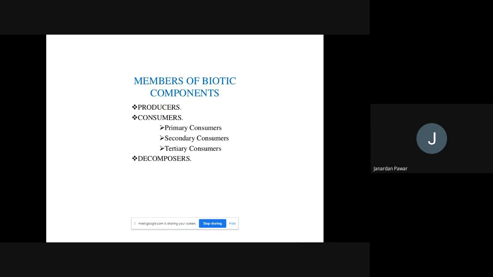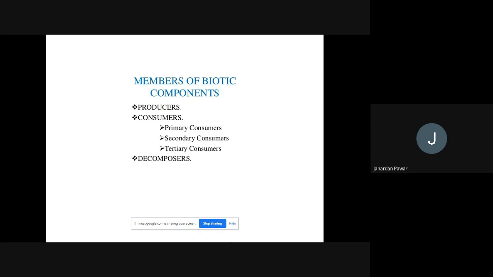One is producers, second one is consumers. Under the category of consumers: primary consumers, secondary consumers, tertiary consumers, and the last one is decomposers. So remember, it may be asked in the final examination of EVS. So this is the concept of members of biotic components.